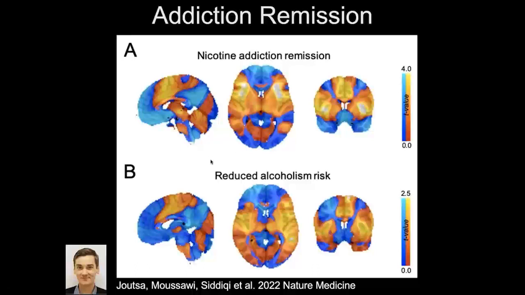And they looked very, very similar. And in fact, this was highly specific to reduced alcoholism risk compared to 17 other neuropsychological variables that we had in that same data set. So we thought that this might generalize to addiction, not just be specific to nicotine.